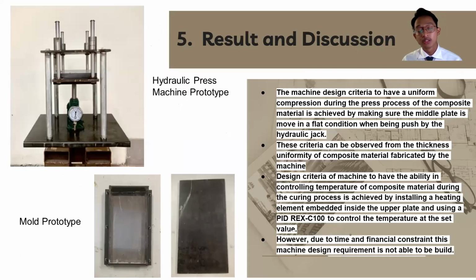Next, we are moving on to content number 5, which is the result and discussion. As we can see in the figure, this is the hydraulic press machine prototype and the mold prototype. So the design requirement to deliver a uniform pressure distribution and produce a composite panel with uniform thickness is achieved by ensuring that the middle plate is moved in a flat condition during the compression process.